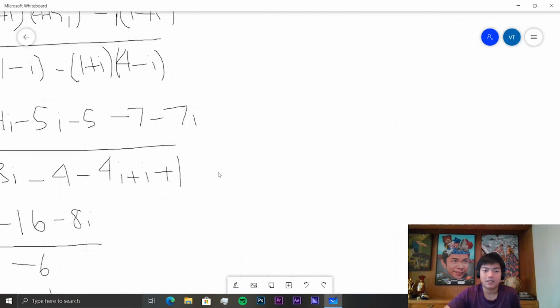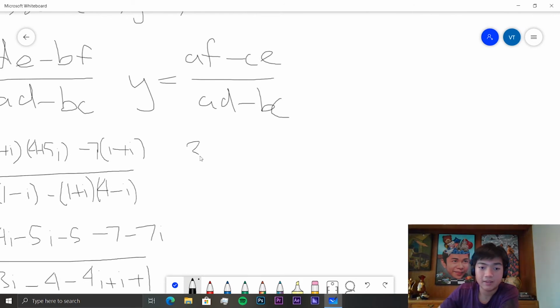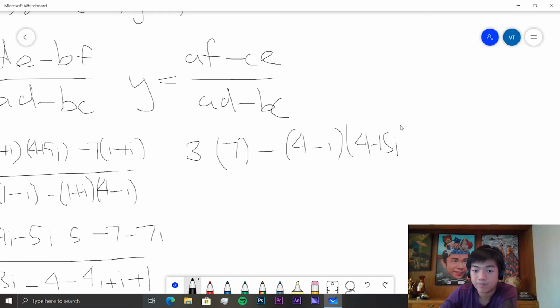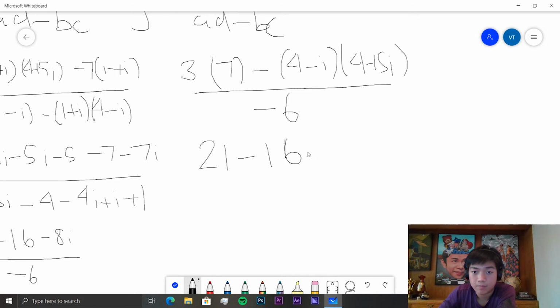Okay, how about our other fraction? Well, we have AF, so AF being 3 times 7 minus CE, which is 4 minus i times 4 plus 5i, all over, well, it's AD minus BC again, which we know is negative 6. So let's look at what this is. This is 21 minus 16 minus 4i minus 20i.